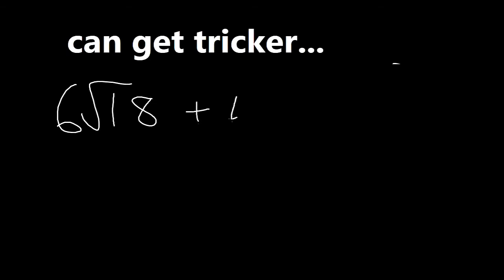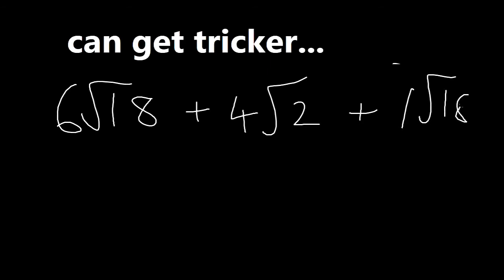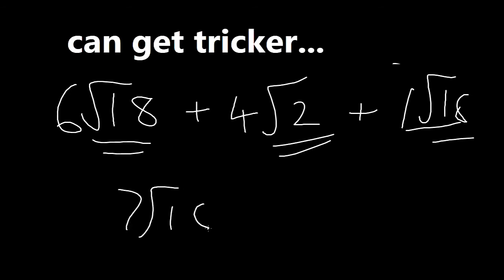So this can get trickier. They might want to trick you in the textbook by giving you something like this. Let's say we had 6 root 18 plus 4 root 2 plus, I don't know, 1 root 18. At the start you might think, oh, this is easy because I've got an 18 and a 2, so it should just be 7 root 18 plus 4 root 2, right? Well, that's actually wrong.